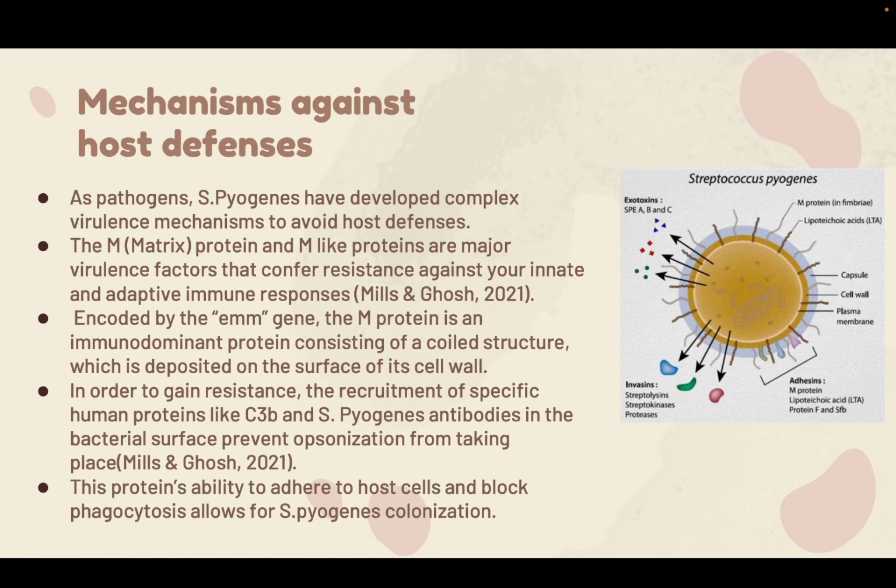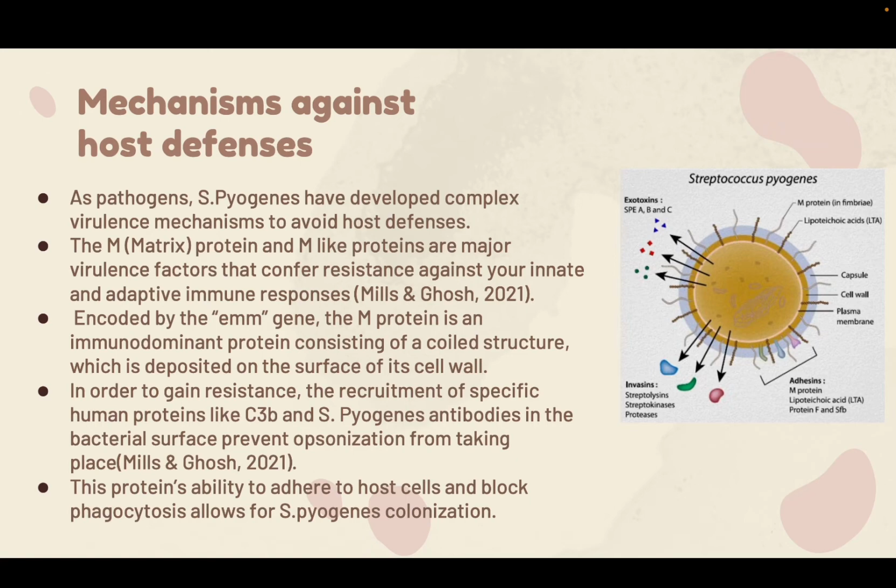To gain resistance, this bacterium recruits specific human proteins like C3b and S. pyogenes antibodies to its bacterial surface where these M proteins lie in order to prevent the process of opsonization from occurring. This, of course, enables S. pyogenes to evade uptake and consequent killing by phagocytes.